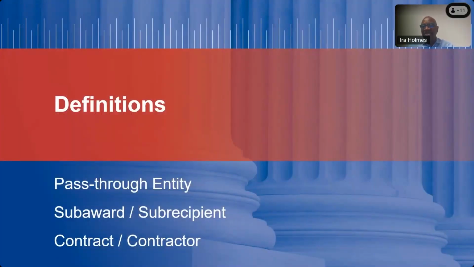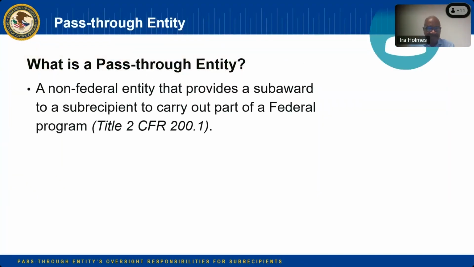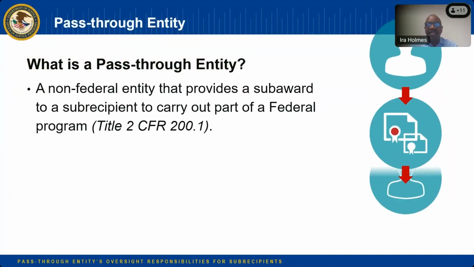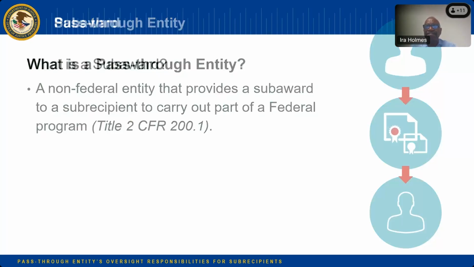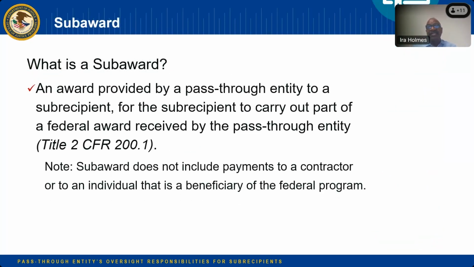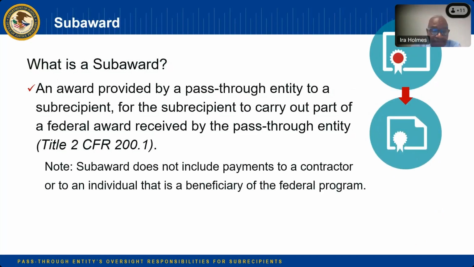Like I said, we're going to go through definitions. What is a pass-through entity? I'm going to point to Uniform Guidance a lot. A pass-through entity is a non-federal entity that provides a subaward to a subrecipient to carry out part of a federal program. It is also the primary grant recipient.